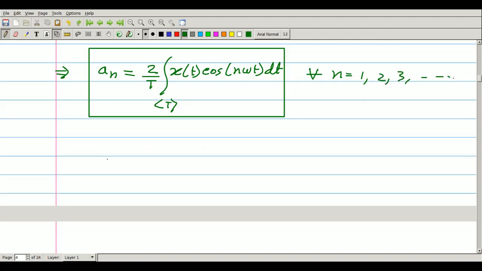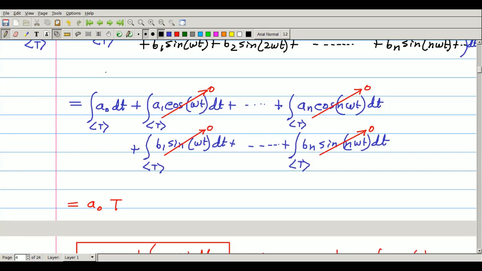Which means if you want to know the value of a5, you can calculate it as 2 over T integration x(t) cosine 5 omega t dt over a complete cycle. If x(t) is known to us or given to us, you can always calculate this integration. So in this way, a5, a4, a17, all an can be calculated.